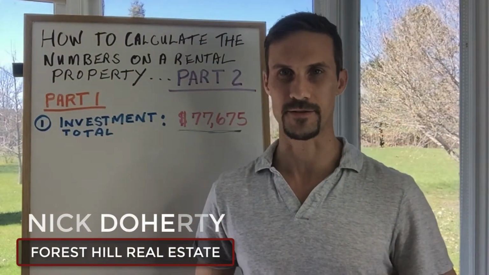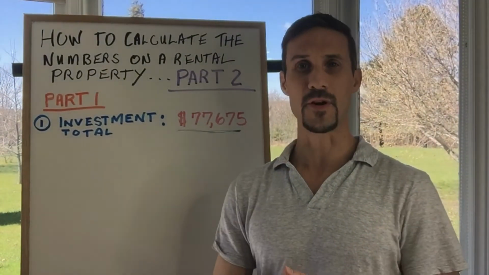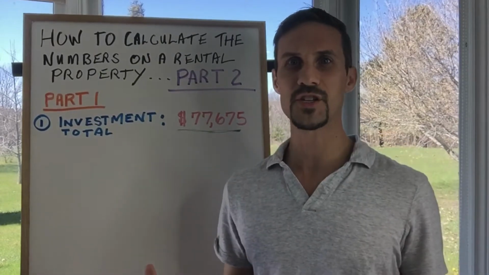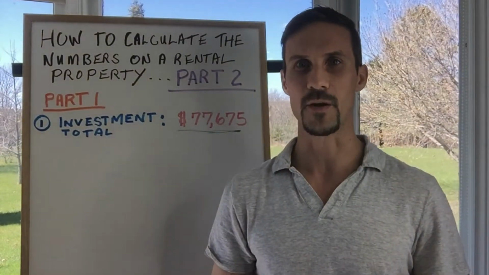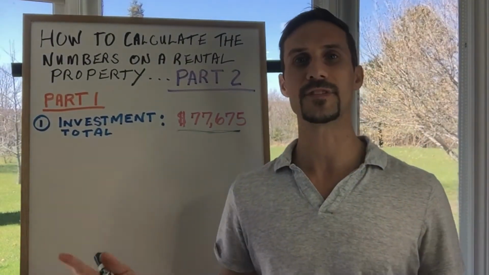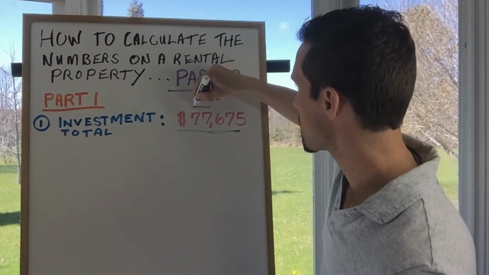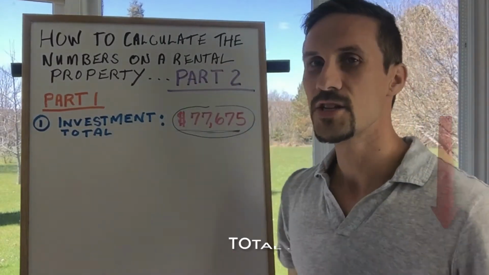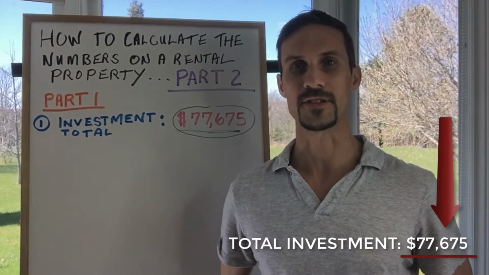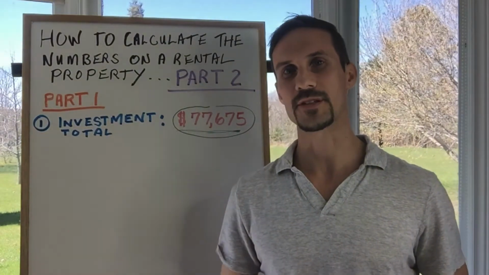Part 2 of a 4-part series on how to calculate the numbers on a rental property. In part number 1, we went over the foundational component, which is finding out how much it takes to even invest in a rental property, and we came up with the amount on a property that costs $350,000. It costs $77,675 to invest in a property that is worth $350,000.